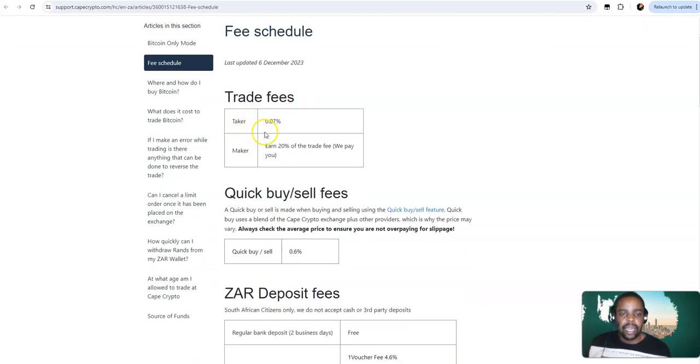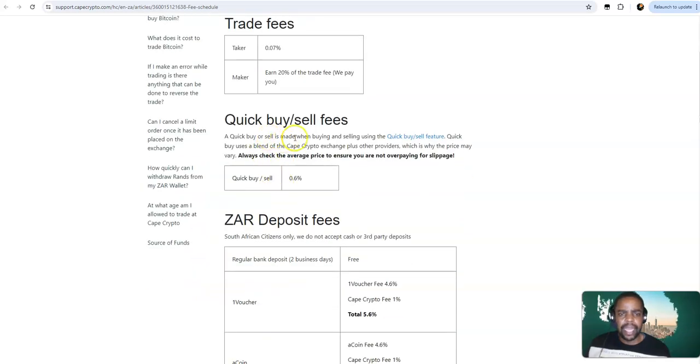Trade fees, taker fees, you have 0.7%. Maker fees, you earn 20% of the trade fee they pay you. They say we pay you. Buy and sell fees. A quick buy or sell is made when buying and selling using the quick buy and sell feature. Quick buy sell uses a blend of Cape Crypto Exchange plus other providers, which is why the price may vary. Always check the average price to ensure you are not overpaying for slippage. Quick buy sell 0.6%.